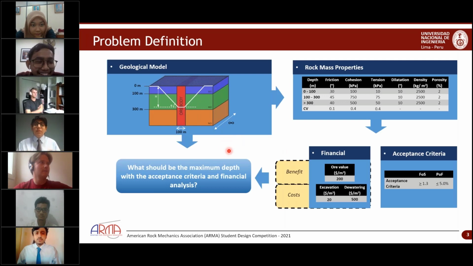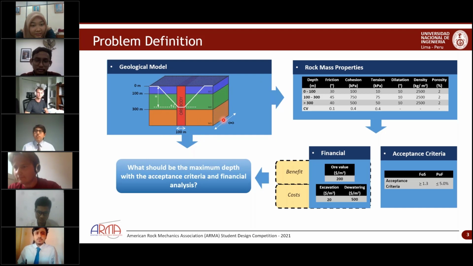Problem definition. The problem consisted of a horizontal and stratified geological model with a vertical ore body of 100 meters width. For simplicity, it was assumed that all geological materials are infinite in length. The rock mass properties, such as the cohesion, friction angle, among others, were part of the problem, and they are summarized in this table. The problem requires that the maximum pit depth is calculated so that the benefit equals the total cost.